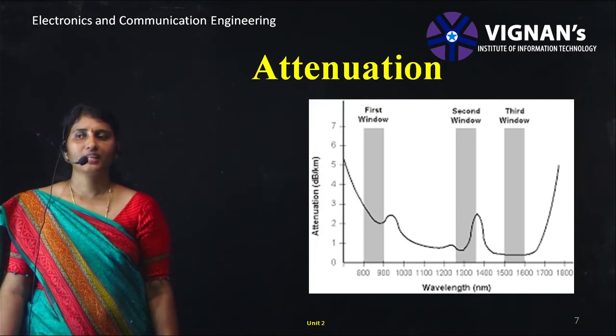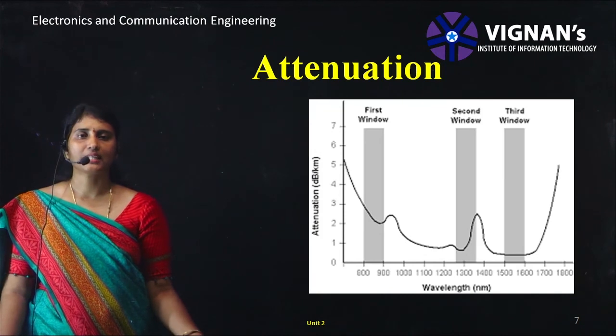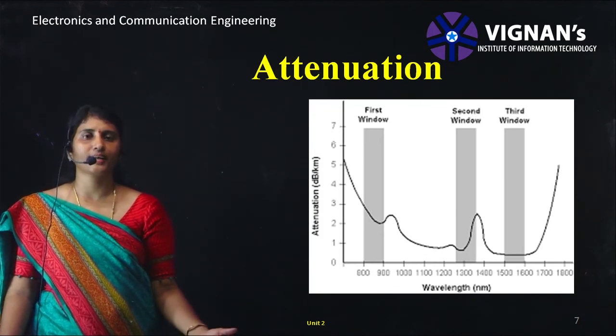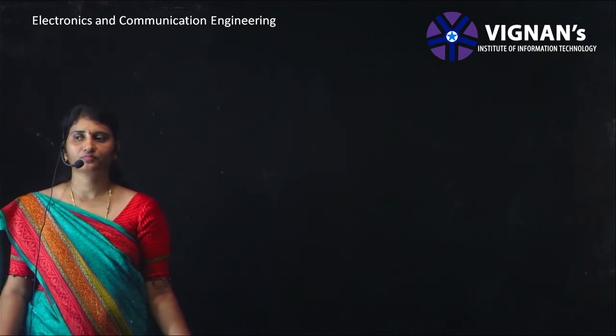In the next class we will discuss the three causes of attenuation, that is absorption, scattering losses and bending losses. Firstly we will discuss absorption.